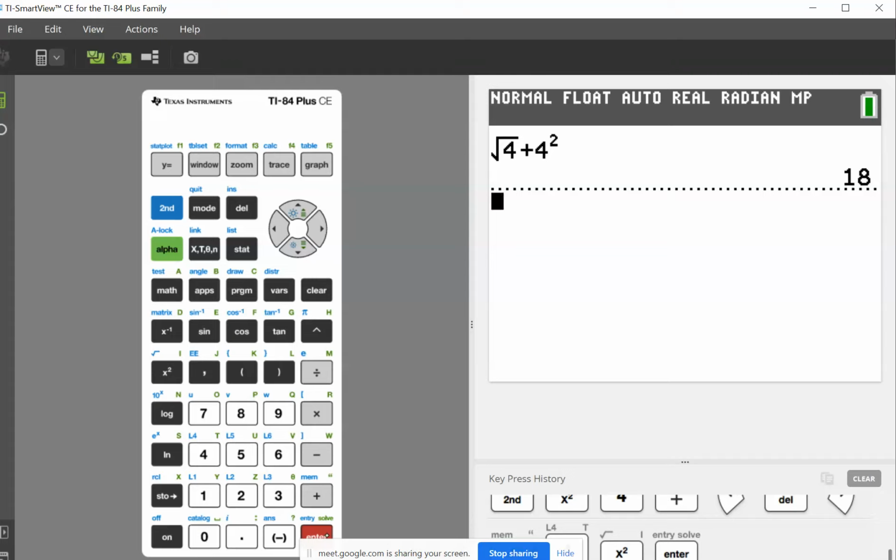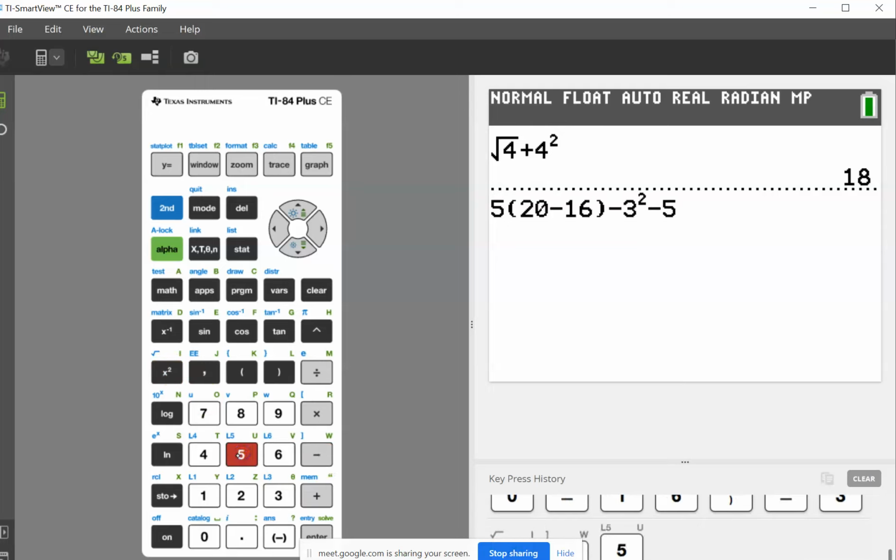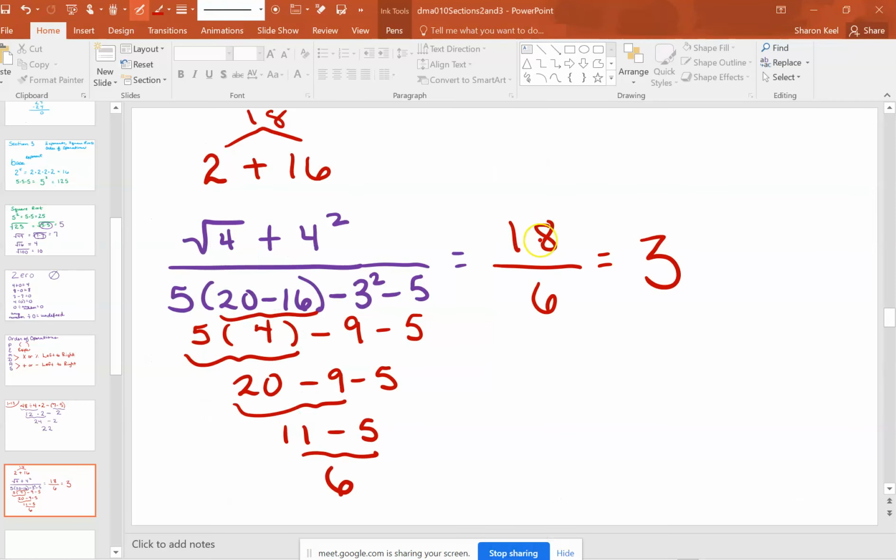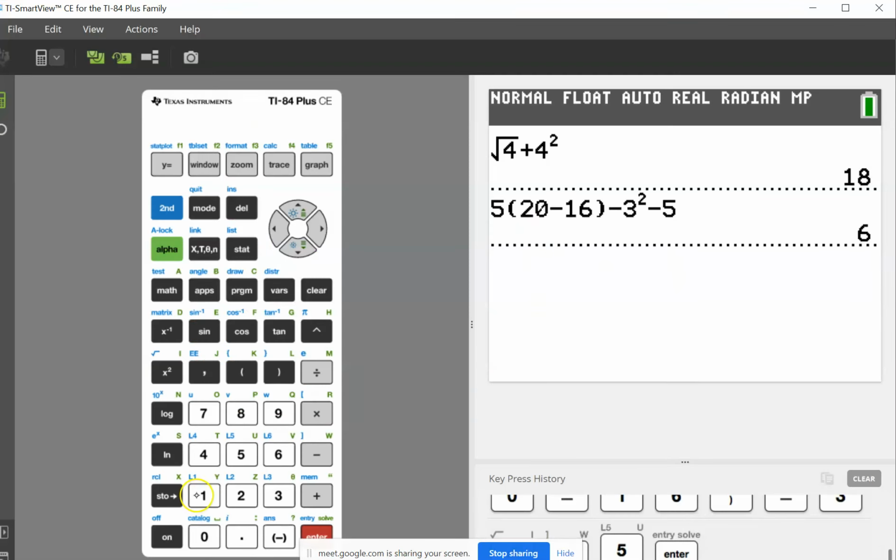To do the denominator, I have 5, a parenthesis, 20 minus 16, close my parenthesis, minus 3 squared minus 5. When you key all this in at one time on the calculator, it knows the order of operations, and that gives me a 6. That's what we had here, 18 over 6. That means 18 divided by 6 gives us a solution of 3. Okay?